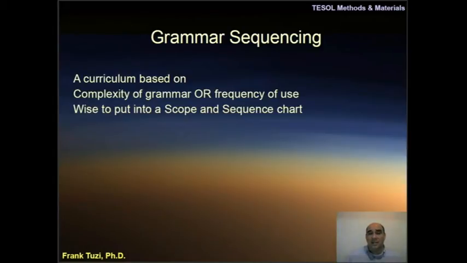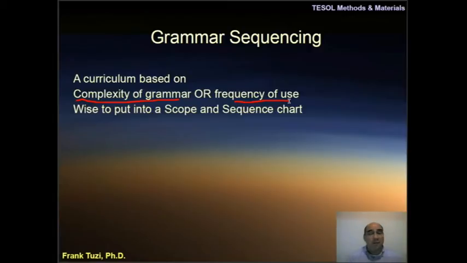Sequence. How do we sequence the grammar? A curriculum that is based on the complexity of the grammar or the frequency of use? Again, I would say both. High-frequency grammar should be the focus of the sequencing. But at the same time, ones that are easier to teach, and that's going to depend on the students and their first language, the ease of use of the grammars as well. So I would pick the ones that are easier to use first, as well as those that are more frequently used. Okay, so that means the order isn't necessarily the same. I would do the frequency of use first.